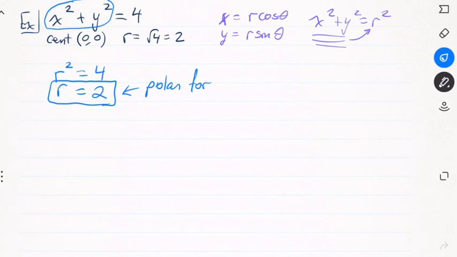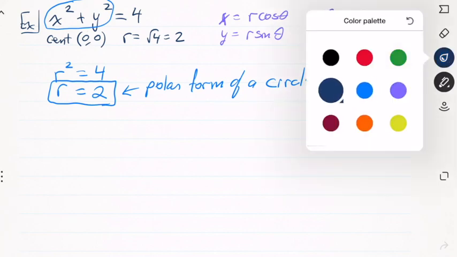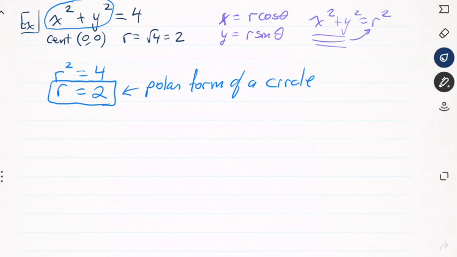And the nice thing about it is it's much simpler than x squared plus y squared equals 4. It just says the radius of this thing is 2, and then because the angle can be anything, it wraps around the origin from a radius of 2. So that's one of the nicer things about polar coordinates. It changes circles into something easy to work with.